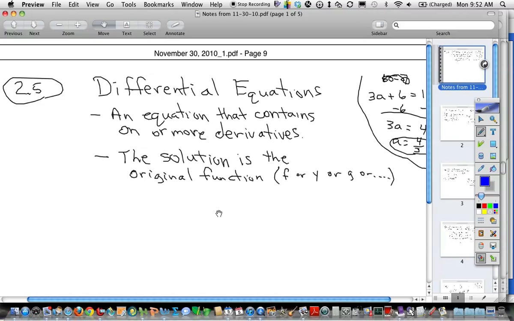Some of you were getting hung up in some of the homework where it said solve it, and you're wanting to come up with an answer like 7. Okay, that's not what happens when you solve a differential equation. You get another equation. You get y equals something. It's got x's in it. All right?